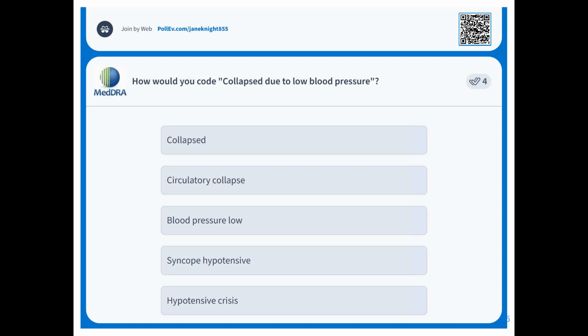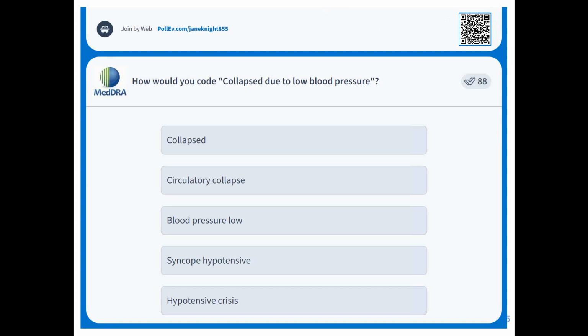Now, how would you approach this verbatim? Which of these LLTs would you assign, or would you split code? Collapsed, circulatory collapse. So collapse seemed to be a very good option because it's exactly matching what has been reported, at least part of our verbatim. Circulatory collapse would be an option. Blood pressure low, syncope, hypotensive, or hypotensive crisis. What would be your choice here? I'm seeing you voting.